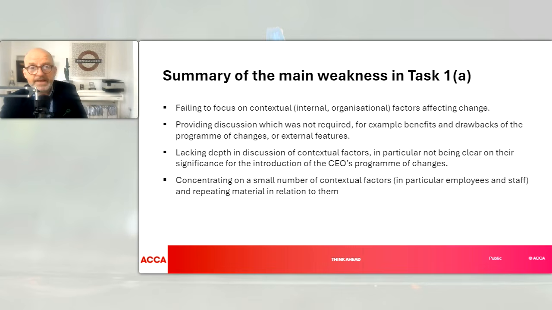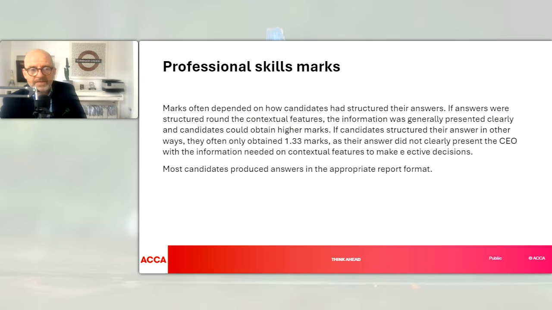I'm going to look at another question, but before I do look at each of these, I'm going to look at the professional skills marks. Yeah. So how professional were you in delivering your answers? And if you were well structured around something like the contextual features, that would be a script that would get higher professional skills marks. Yeah.